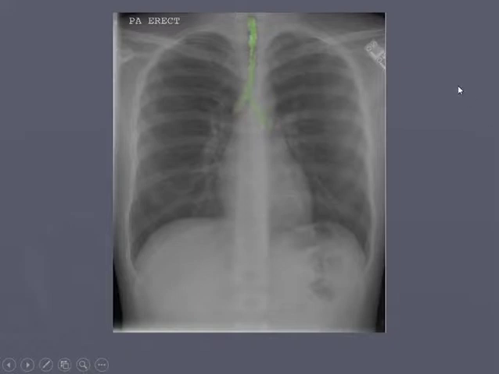If that V is split, if it's wider than that, then that indicates some pathology, or if the trachea is off to the left or off to the right, something is moving it that way. That gives you a clue on what is going on with the chest x-ray.